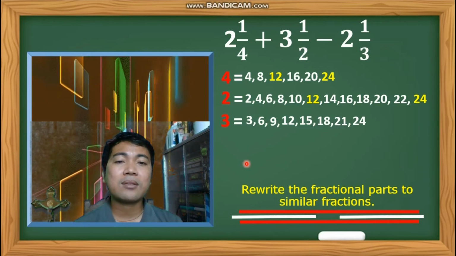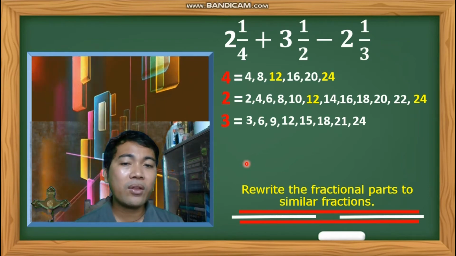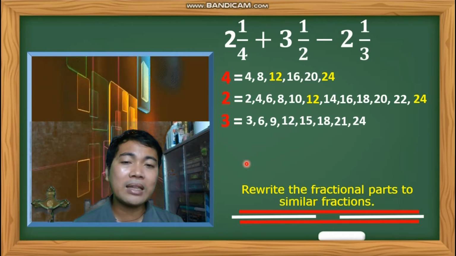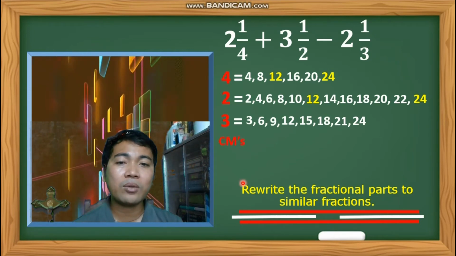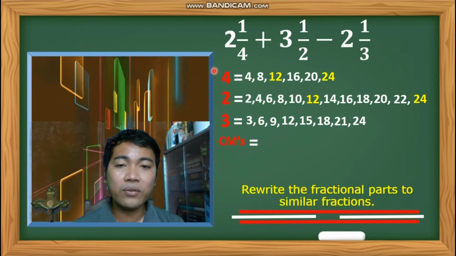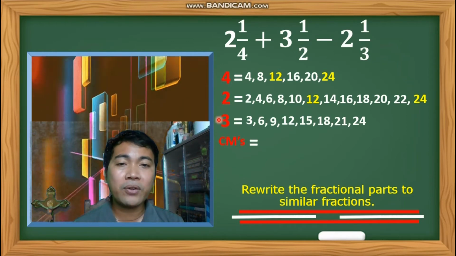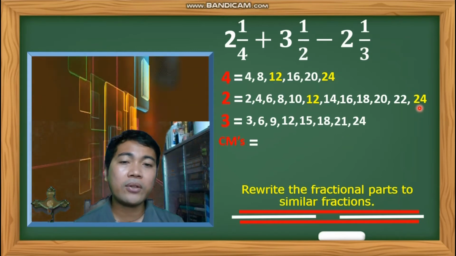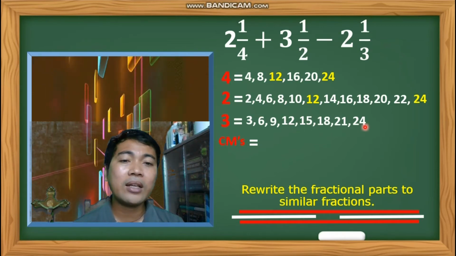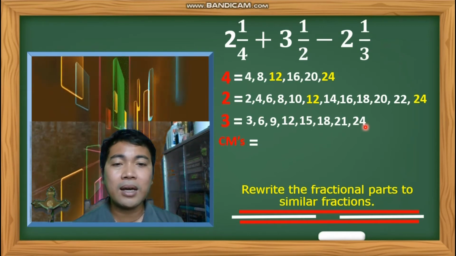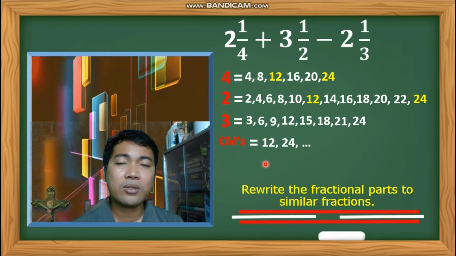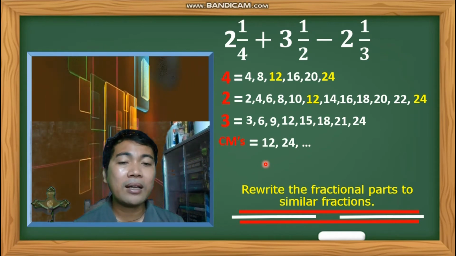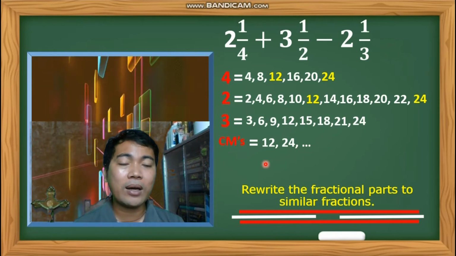So, among these multiples of 4, 2, and 3, mayroon tayong common multiples. Ano yung common multiples? Yung makikita natin sa tatlong number na ito. Sa tatlong factors na ito, itong 4, 2, and 3. So, 4 has 12 and 24. Ang 2 naman ay mayroong 12 and 24. And also, ang 3 ay mayroon ding 12 and 24. So, the common multiples are 12, 24, so on and so forth. Kapag ipagpatuloy natin yan, marami pa yung multiples na makukuha. Kaya lang dalawa is enough na.